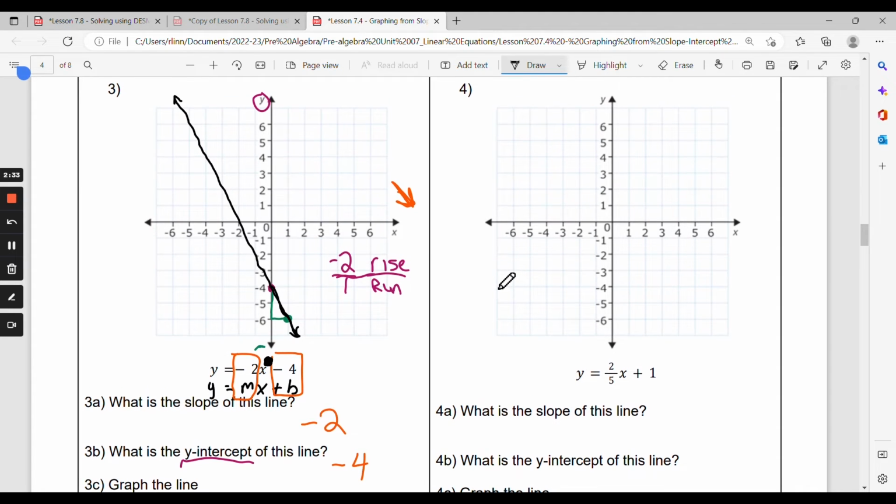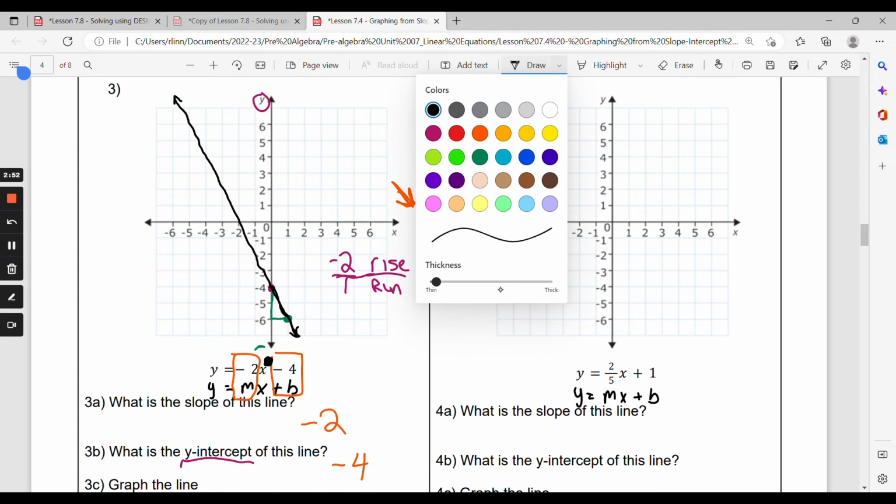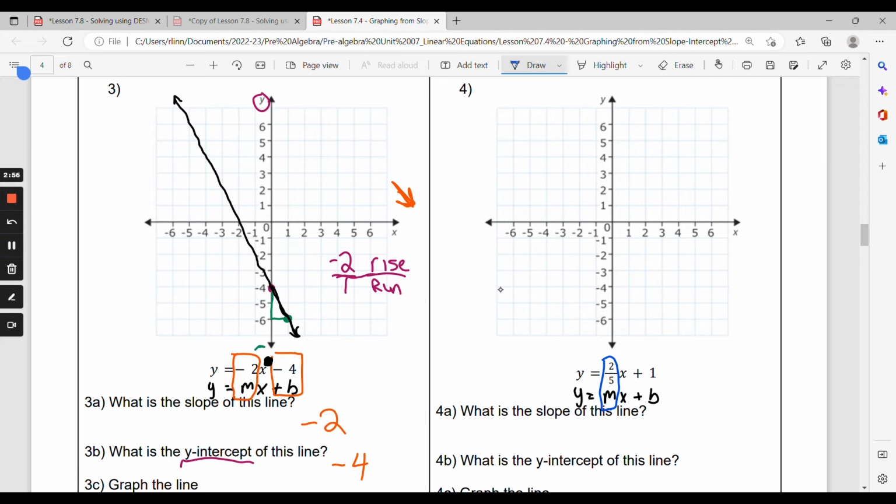So let's go ahead and take a look at problem 4. We'll go through this one together as well. What's the slope of this line? So my equation is y equals 2/5 x plus 1. So I'm going to write my slope-intercept form, y equals mx plus b. My m value is my slope, so I can see here that this equation has a slope of 2/5. So 2 over 5 is equal to my slope, and that's a positive slope.